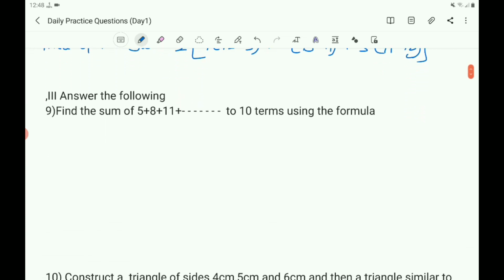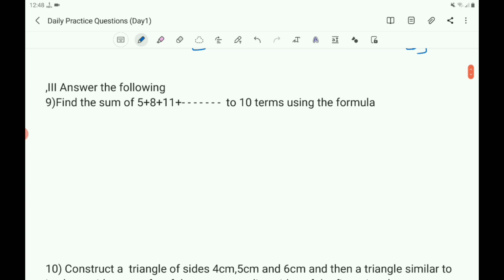The next question, answer the following. Find the sum of 5 plus 8 plus 11 plus so on to 10 terms using the formula. Here consider 5 plus 8 plus 11 plus so on to how many terms? 10 terms. You have to find the sum.